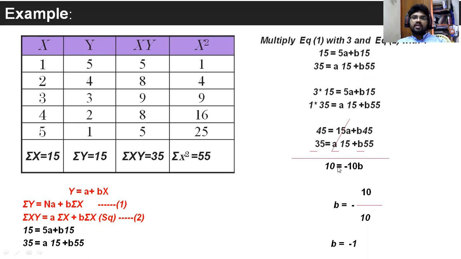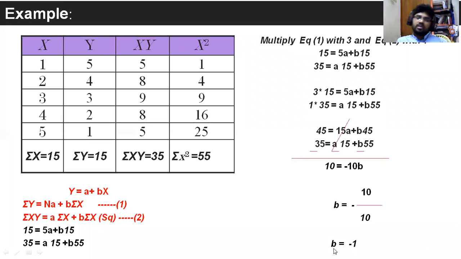After getting this, 10 is equal to minus 10b. Simply we can take b to the left side. b is equal to minus 10 by 10. When you cancel this 10 and this 10, you will get 1. Then b is equal to minus 1.